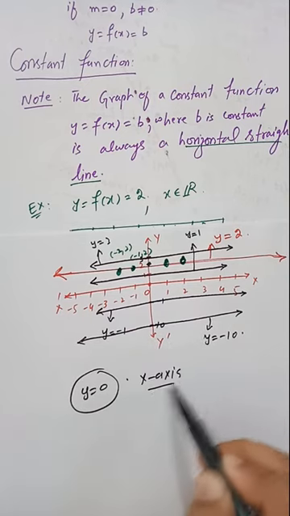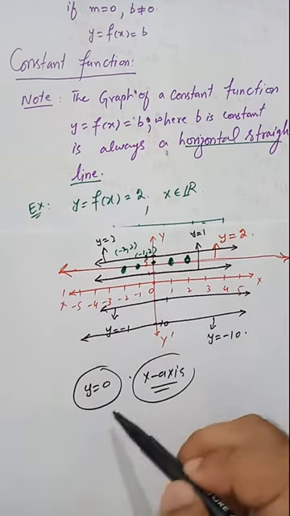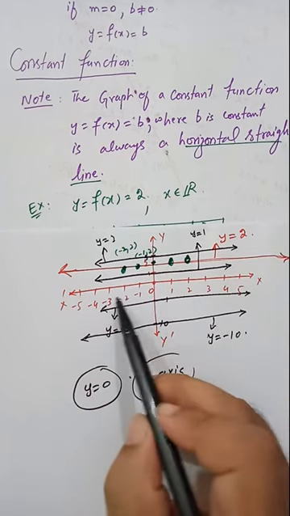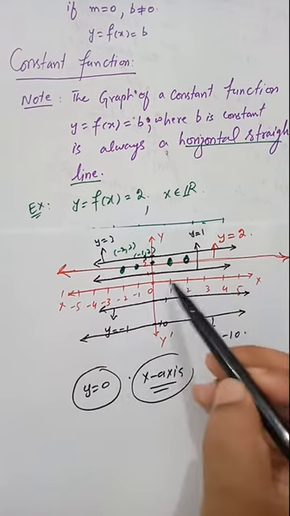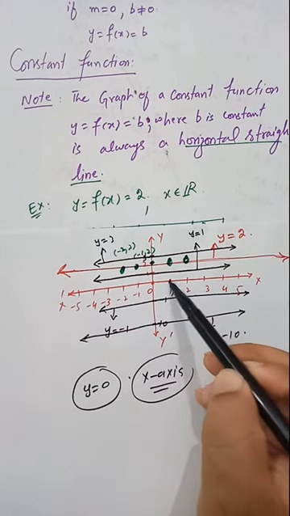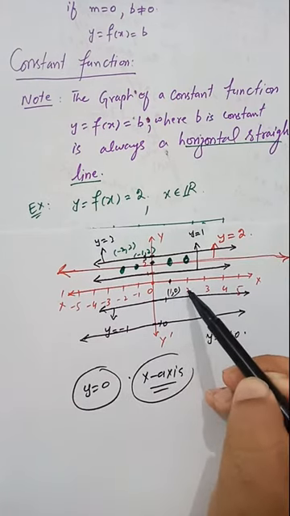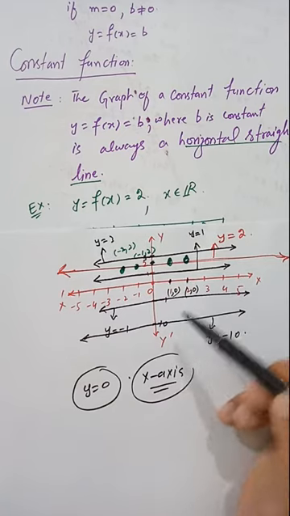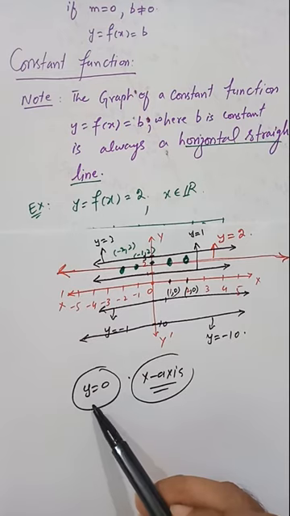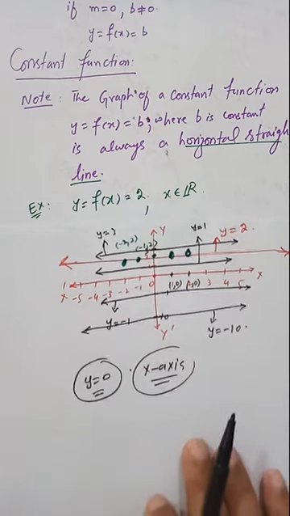The x-axis is the line on which the y coordinate is everywhere 0. You see that if I choose this point, the coordinate of this point is actually (1, 0). If I choose this point, the coordinate of this point is actually (2, 0). So the graph of y equal to 0 is the x-axis.